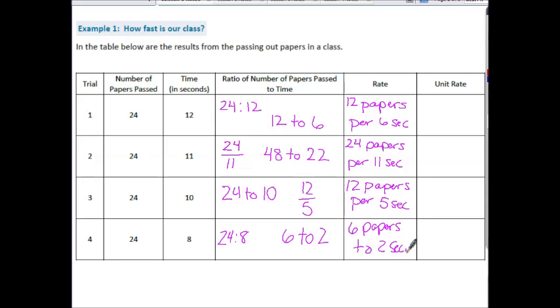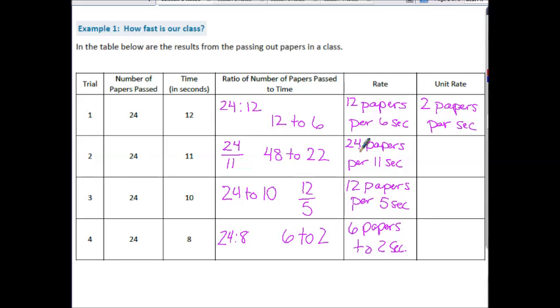Our last column is asking for the unit rate, and when they say unit rate, they're talking about the quantity on the bottom needs to be a single quantity. And we can achieve that by just dividing our numbers. So in this one, if we did 12 divided by 6, that gives us 2 papers per second. And notice this is a single second, so that's why it's considered a unit rate, because it's a single quantity on the bottom.